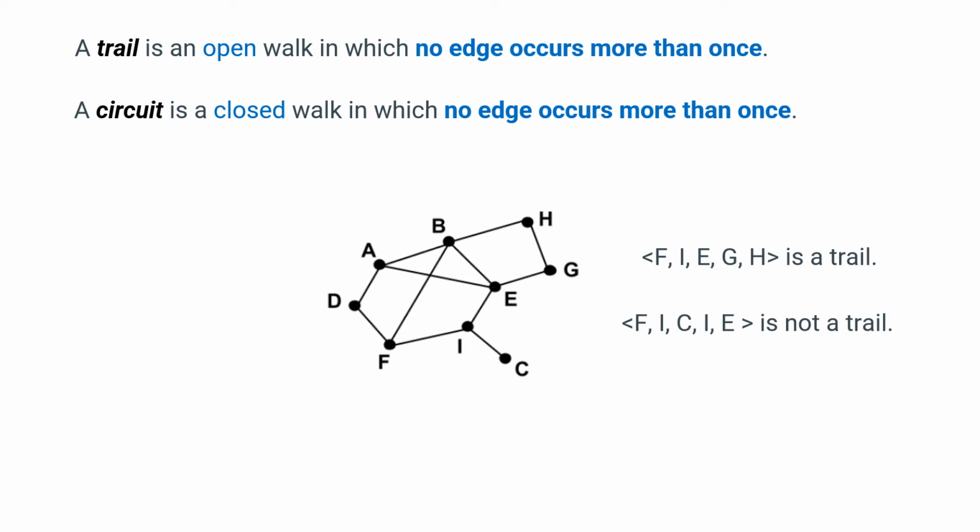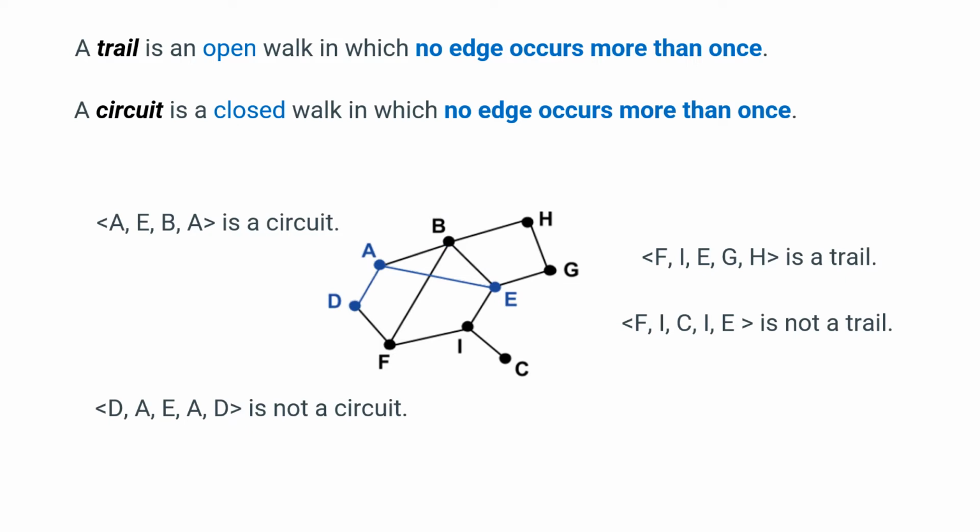A circuit is a closed walk in which no edge occurs more than once. So the circuit is like a trail in that there are no edges that occur more than once. But if it's a closed walk, then we wouldn't call it a trail, we'd call it a circuit. So AEBA, that would be a circuit because it's a walk, it's a closed walk, and no edge occurs more than once.